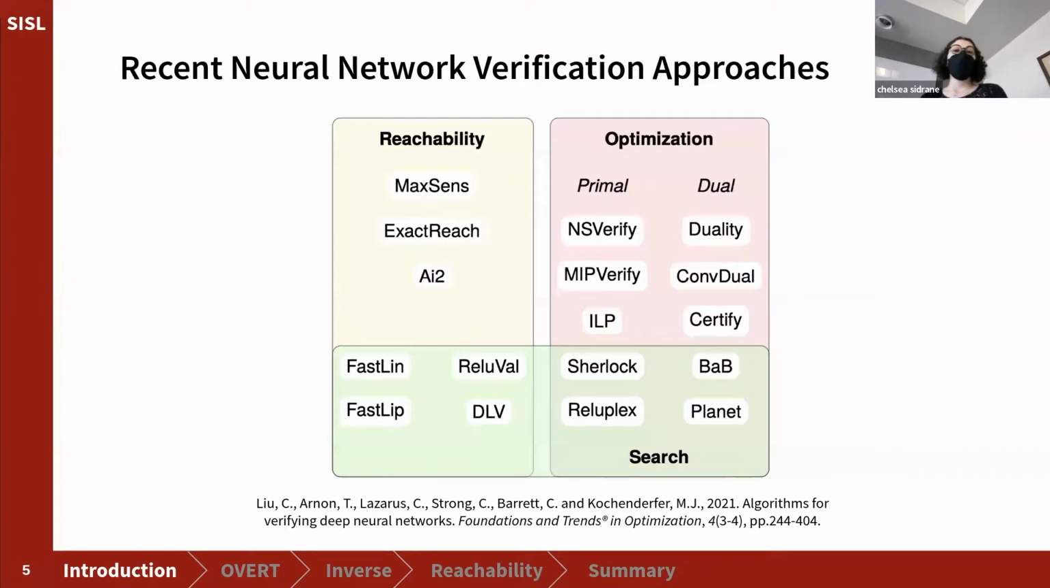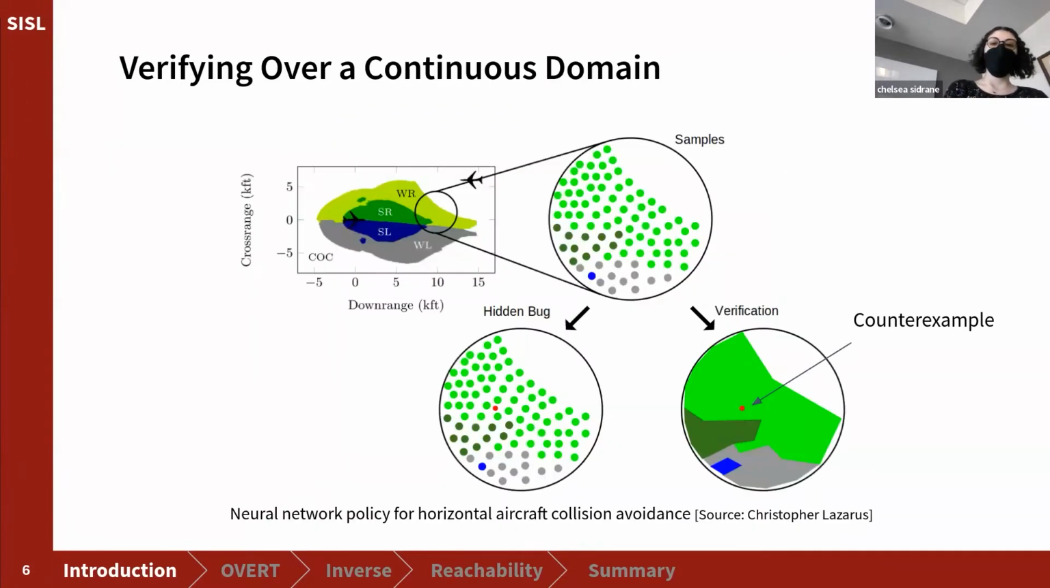Fortunately, there's a growing body of work on neural network verification. This is from a 2021 survey paper that has 17 different methods. Neural network verification can actually prove that a property holds over a continuous input space, rather than just showing that it holds at sampled points. And if a property doesn't hold over a continuous domain, it can return a counterexample, like I've shown here on the bottom right.